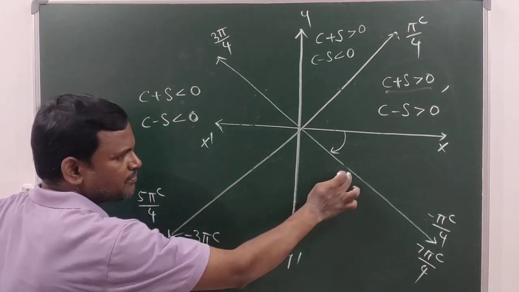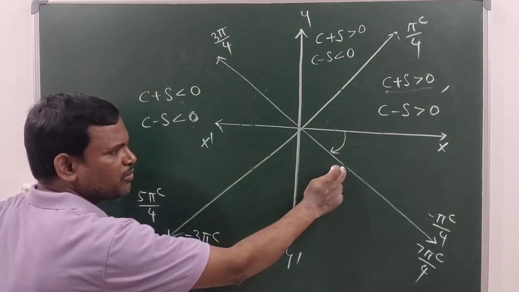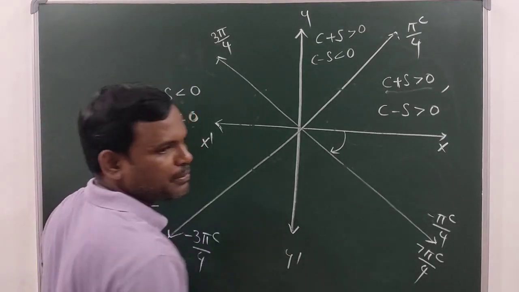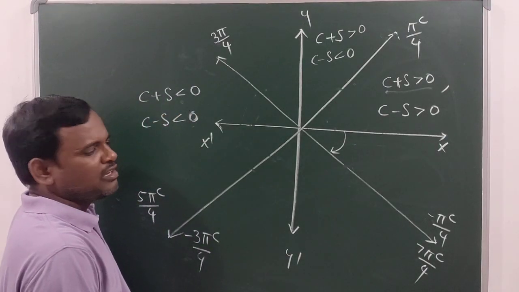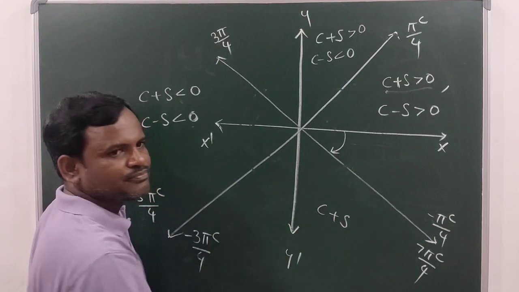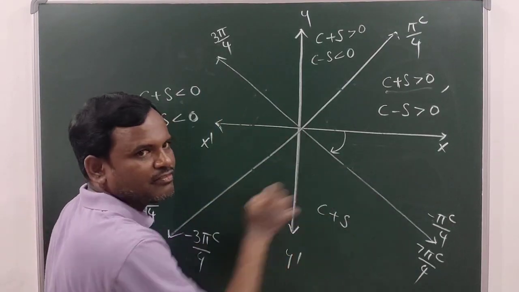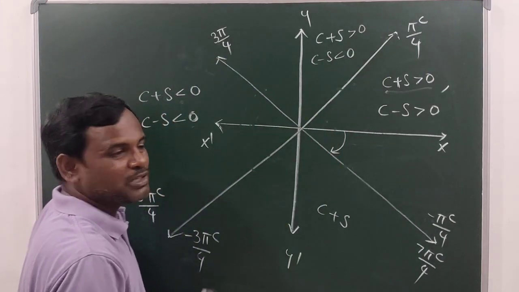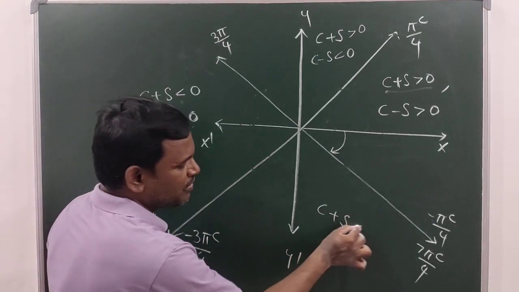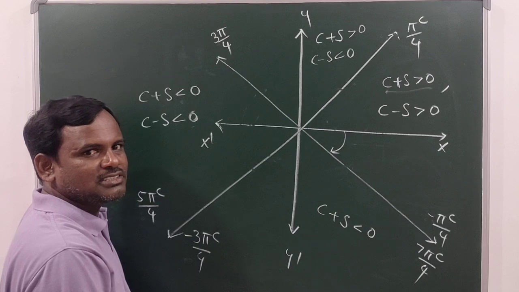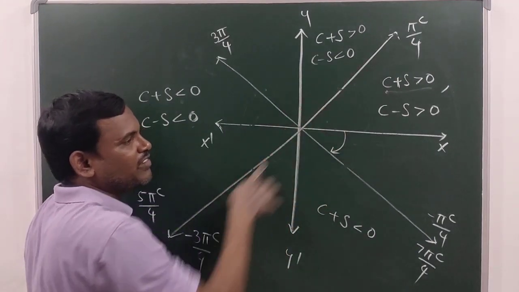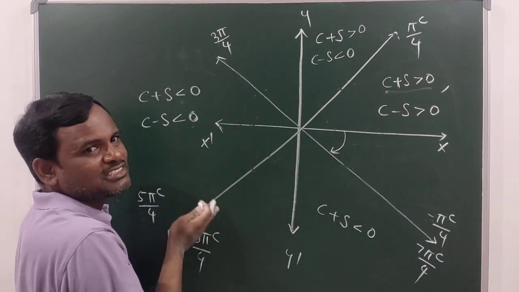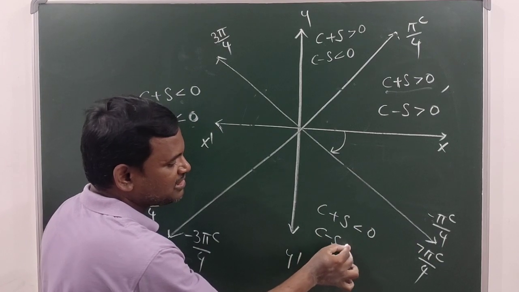Now go to this part. From 225 to 315 degrees, that is 5 pi by 4 radians to 7 pi by 4 radians. So here what do you comment on C plus S? This is the line which we have drawn for C plus S. I said to you that side C plus S is positive, this side C plus S is negative. So C plus S is negative. And this line we have drawn for C minus S. I said to you this side C minus S is positive, this side C minus S is negative. So this side C minus S is positive.